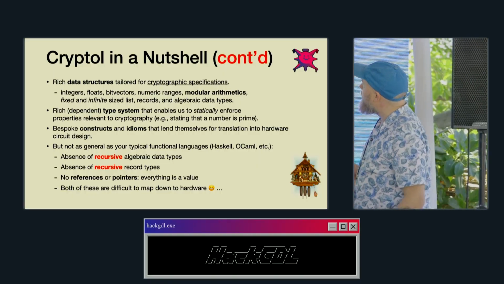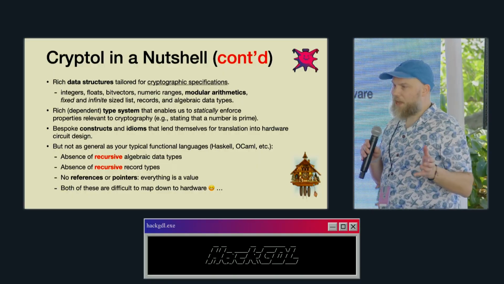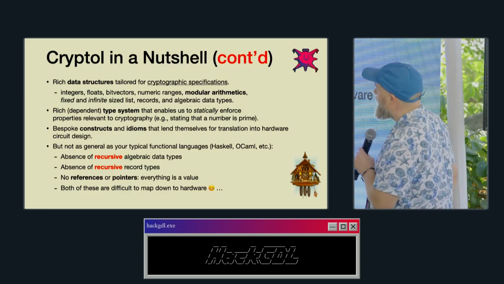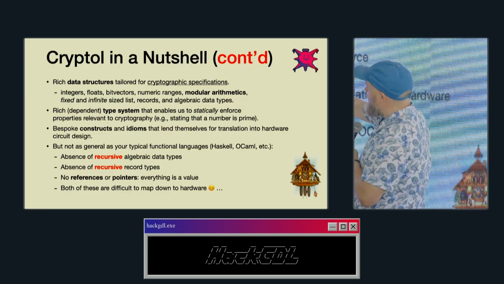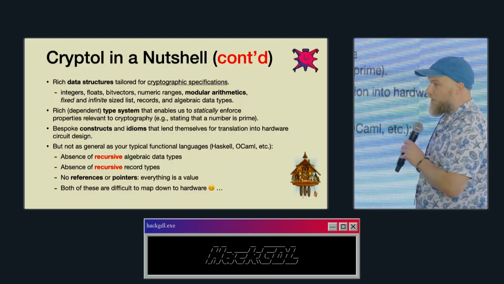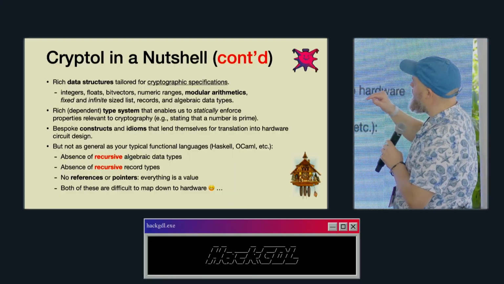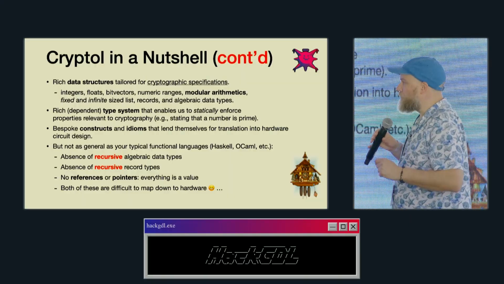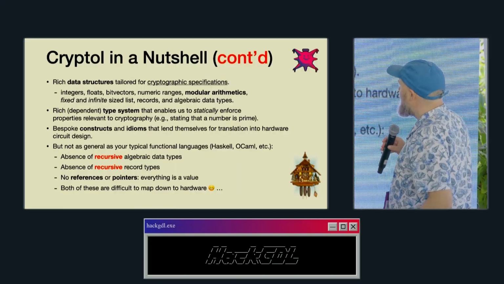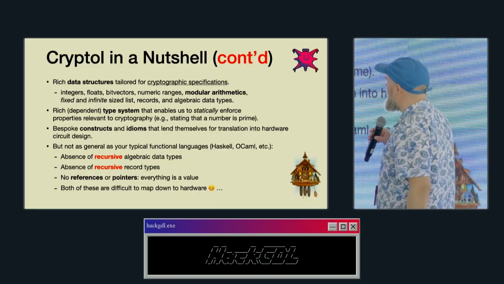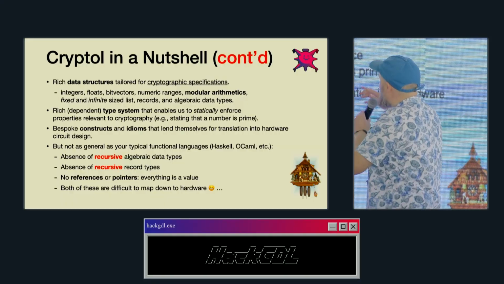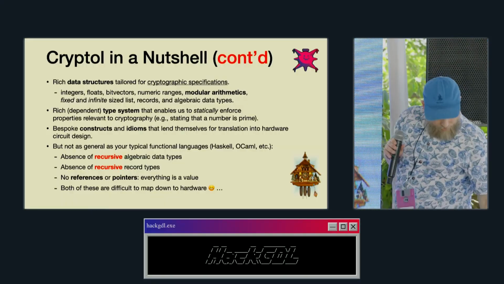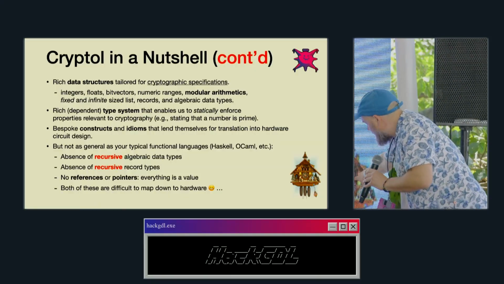Just to summarize how Cryptol differs from Haskell and other languages, it has rich data structures for cryptography. In particular, you have the common stuff like integers and floats. You have bit vectors, of course, which are very central to cryptography. You have ranges, which some more modern languages like Scala have as well. And modular arithmetic, which is really important because a lot of cryptography is based on this.